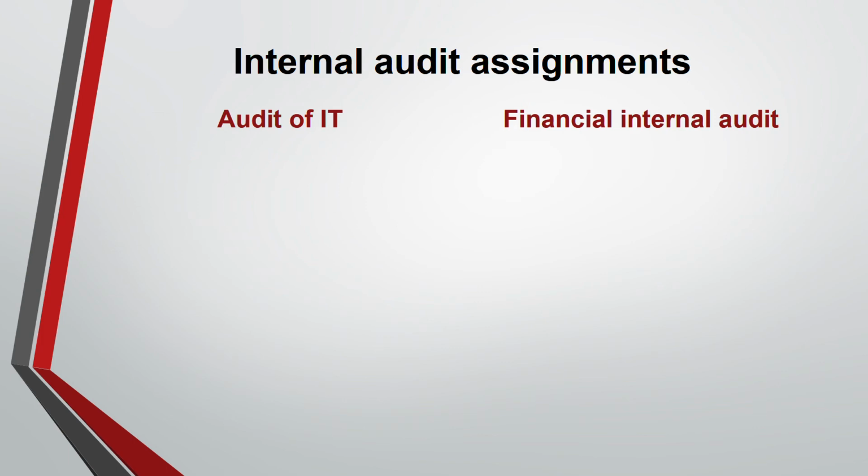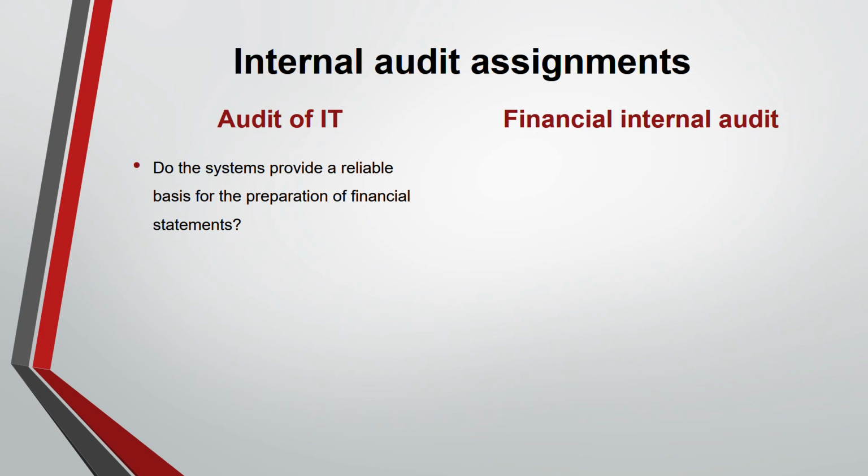Audit of IT. So in the audit of IT, these are the things the internal auditor will check. Does the system provide a reliable basis for preparation of financial statements? See, any financial statements are based on the IT system only. If the IT systems are reliable, financial statements will definitely be more reliable, more accurate. Do internal controls reduce the risk of misstatement? Do you have the proper IT control? Do they reduce the risk of misstatement? This will be checked by the internal auditor.